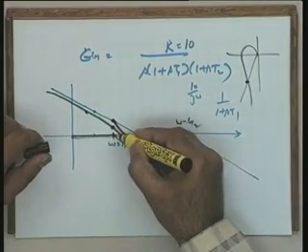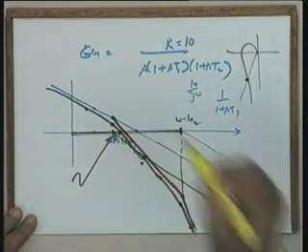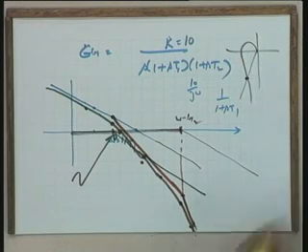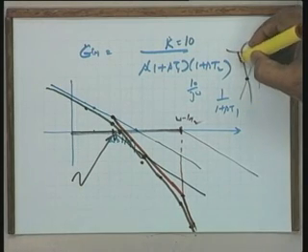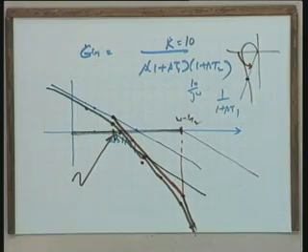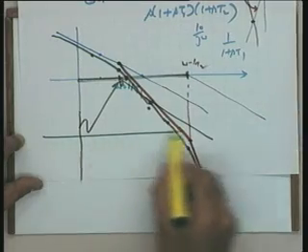So naturally the green line intersecting this particular point is your gain crossover frequency. Now you said that the phase angle with respect to this minus 180 degrees line is your phase margin. Looking at the time, I don't want to draw a fresh graph, but I hope you will not get confused with this.